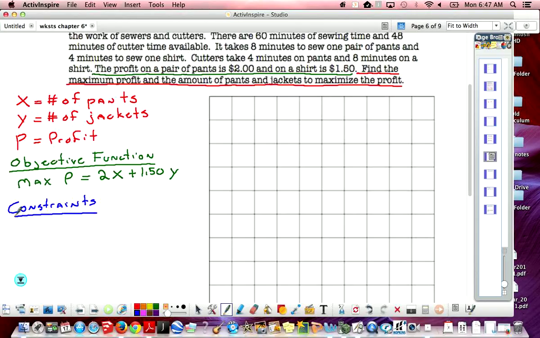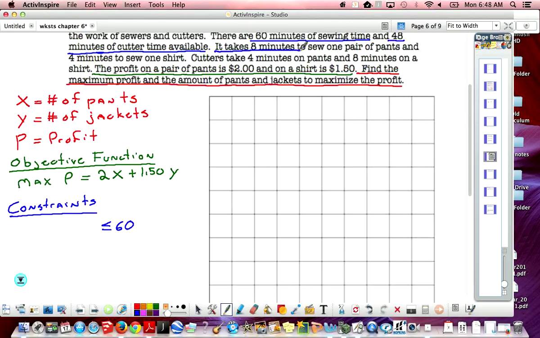So when we talk about our constraints, we're talking about what's stopping us from making thousands of pairs of pants and thousands and thousands of jackets each and every day. Well, if you look at it, there's constraints on sewing time. So there's only 60 minutes of sewing time and 48 minutes of cutter time available. So we're going to talk about how much it takes for each of these. So I'm going to start with sewing at a maximum of 60. So the time I use has to be less than or equal to 60 minutes.